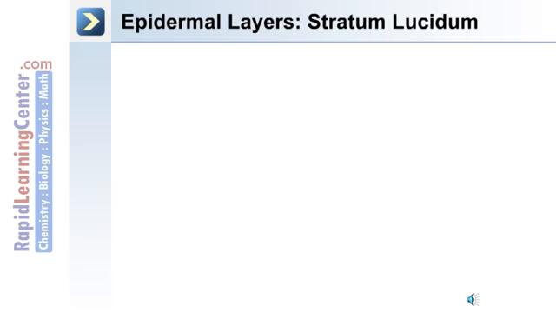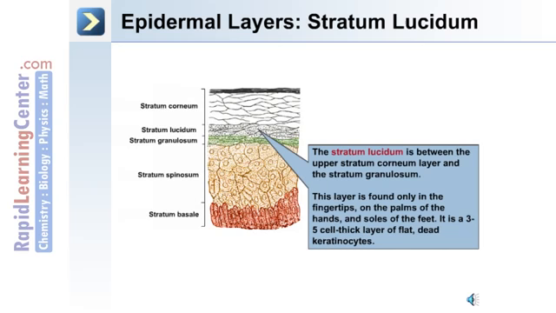The next layer of the epidermis is the stratum lucidum. This is between the upper stratum corneum layer and the next layer, which is the stratum granulosum. It's found typically only in the fingertips, on the palms of the hands, and the soles of the feet. This is the thickest portion of the skin. It's a 3 to 5 cell thick layer of flat, dead keratinocytes.